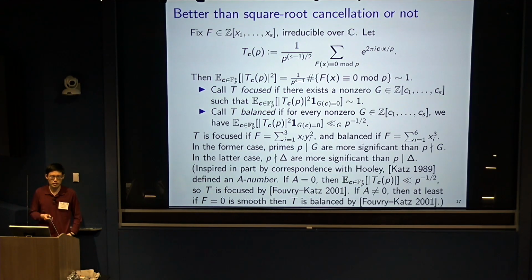And this is also connected to something Katz called the A number. So essentially A equals 0 corresponds to some better than square root cancellation. And that's the focused case. And then A not equals 0 is essentially more balanced.